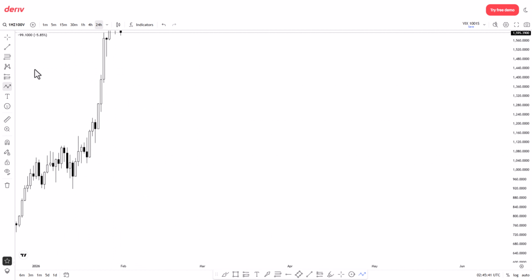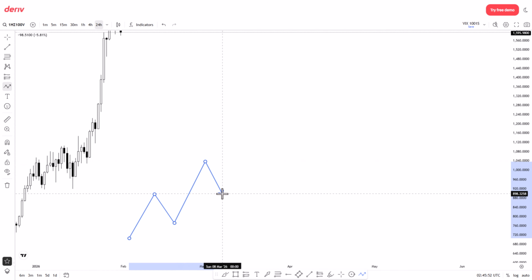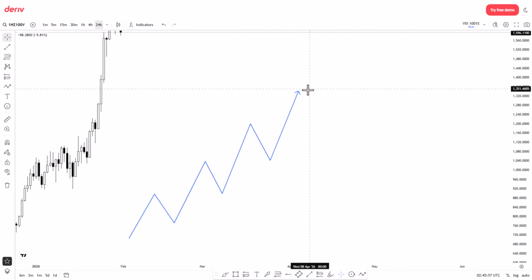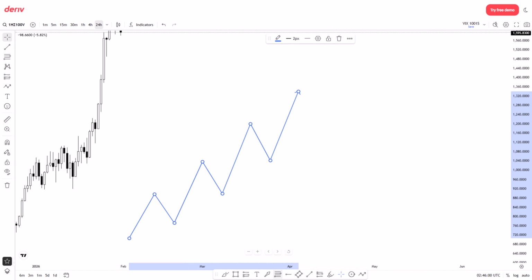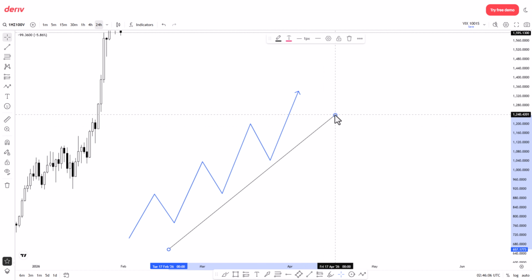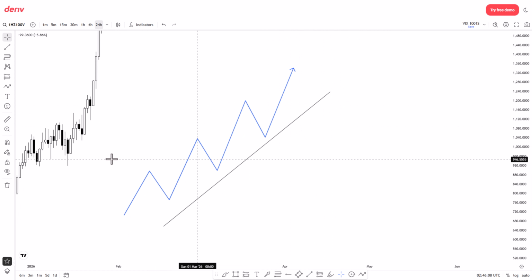So the uptrend looks like this. We will see price creating higher high, higher low, higher high, higher low, higher high, higher low, higher high. So this is an uptrend. Why? Because we see price going up. That's why it's called an uptrend. So we can name this uptrend, or we call it the bullish market structure.